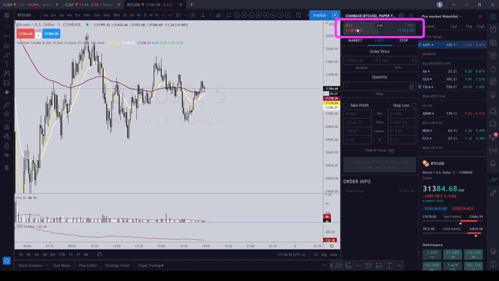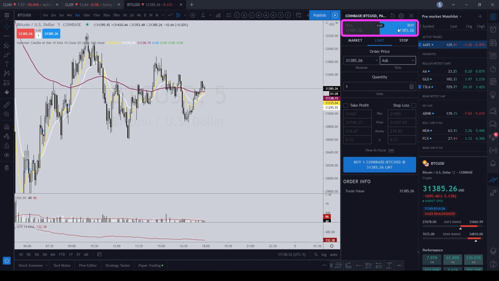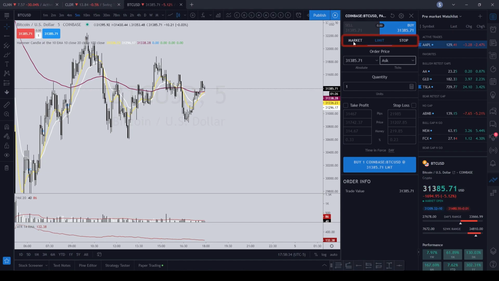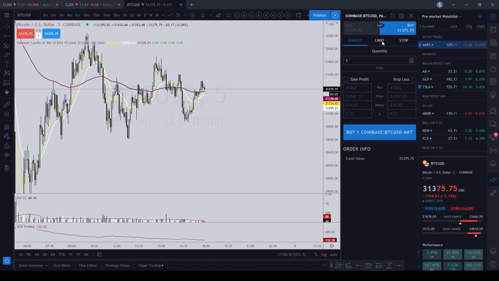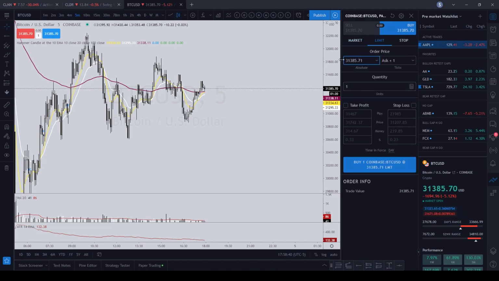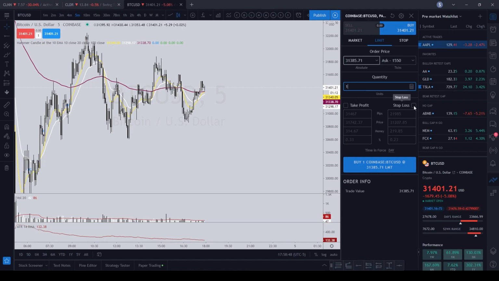Now, what you've got here, you've got your sell setups, you've got your buy setups. Then you've got your order types. So you've got your market, your limit, and your stop market. And then once you do that, your limit and your stop, you have your price right here. So you just select your price, select your quantity. Then you have an option of setting a profit, and setting a stop loss, which you can do.